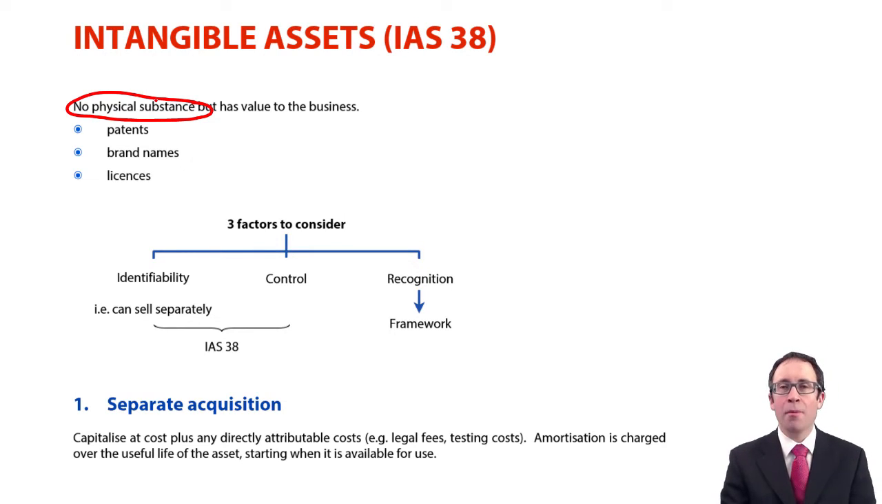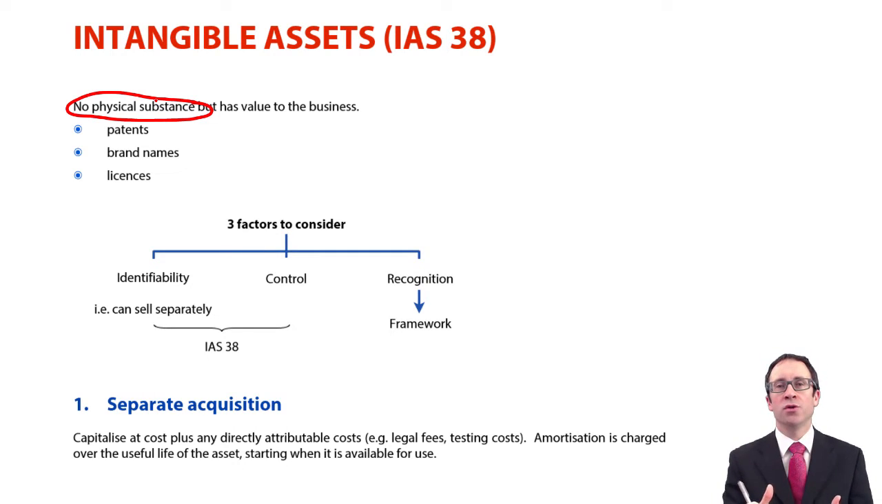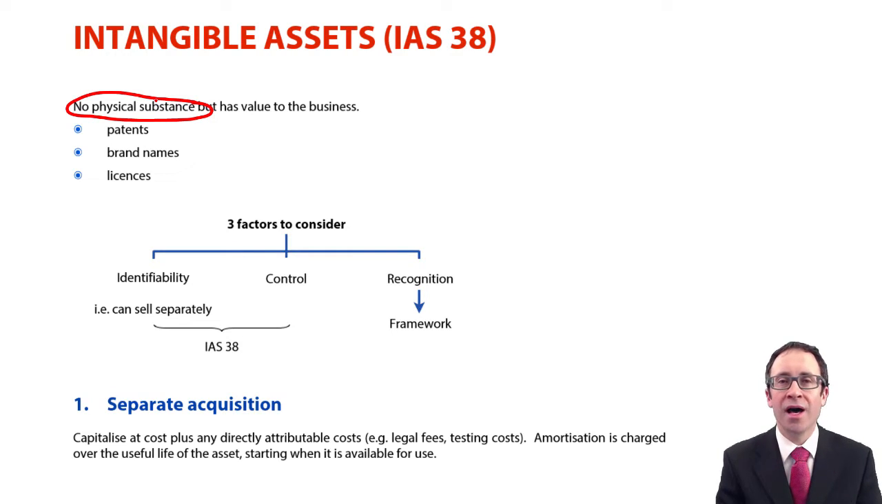But when we're looking at it from a specific IAS 38 perspective, we have to look at three factors to consider to determine whether or not we can recognize that intangible on the face of the financial statements. So we need to look, first of all, at the identifiability criterion. We also need to ensure that we have control, and then we also need to look at the recognition criteria from the framework.